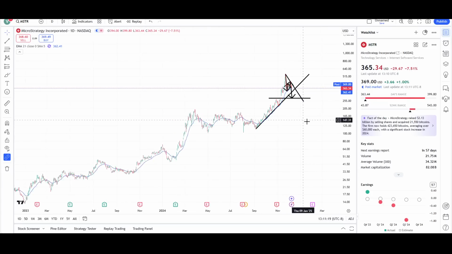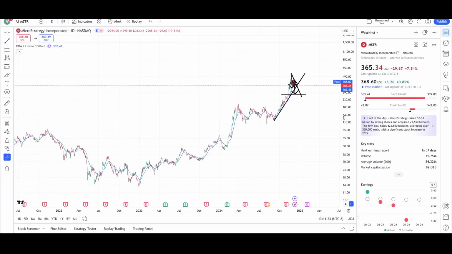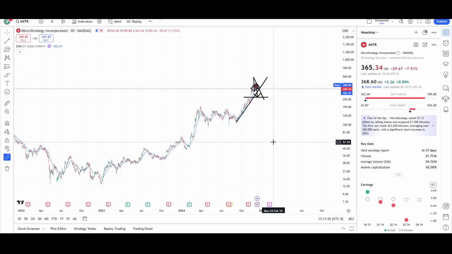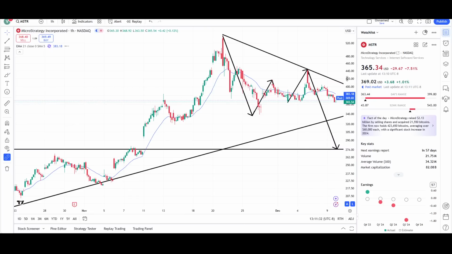Now it looks like it's leading to another impulse down, especially with Bitcoin dropping. It looks like Bitcoin's headed towards the lower $90,000 level. So that will also give some weight towards the downside. Let's go intraday. Let's see what happened intraday.